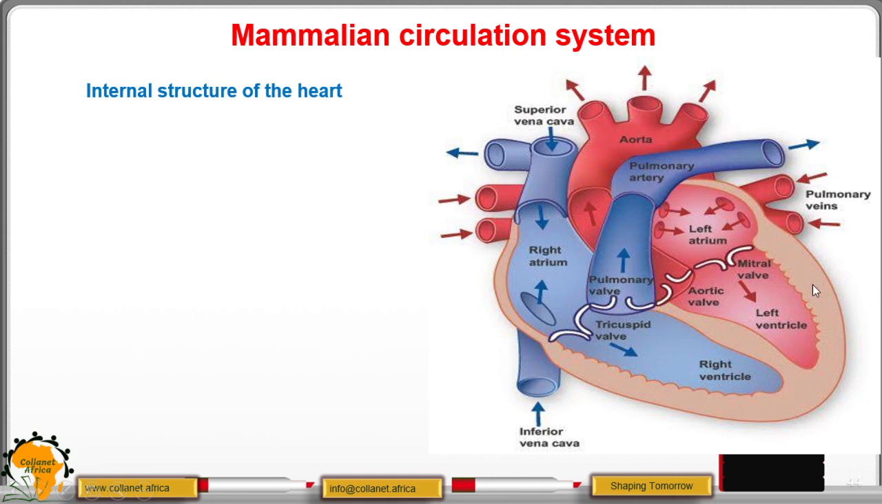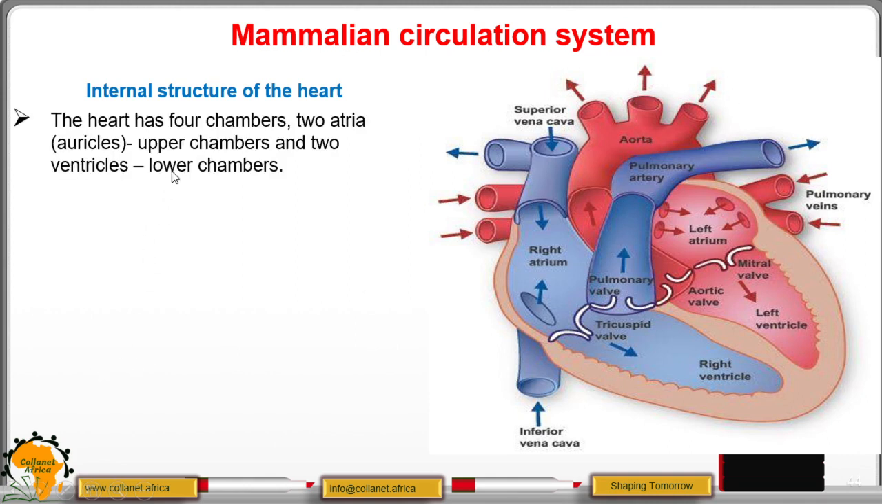As you can see, this part of the left ventricle is thick. The wall is thicker than that of the right, so that it can allow the aorta to pump blood to all parts of the body. The heart has 4 chambers, that is 2 auricles, which are the upper chambers, this one, and then the two ventricles, which are the lower chambers, left and right.